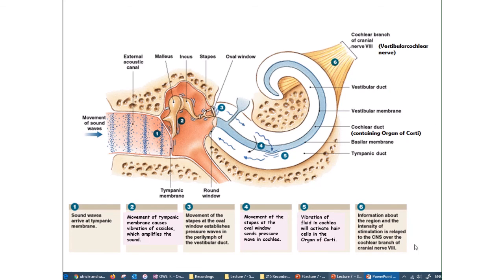This is a summary slide that talks about basically how the ear works, and it's a good one to read through yourself. And you can see here, it's basically what I was trying to draw, right? The sound wave comes in the vestibular duct, and then it turns around and goes into the tympanic duct, but not before stimulating the hair cells in the organ of Corti.